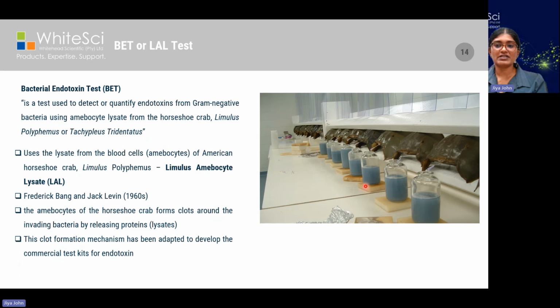I have just a picture of the horseshoe crabs donating blood. And it is interesting to see that the color of their blood is actually blue.